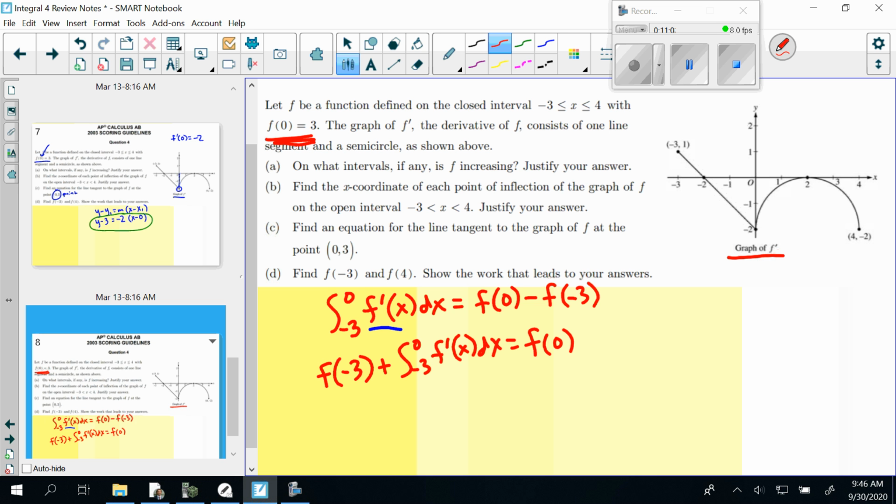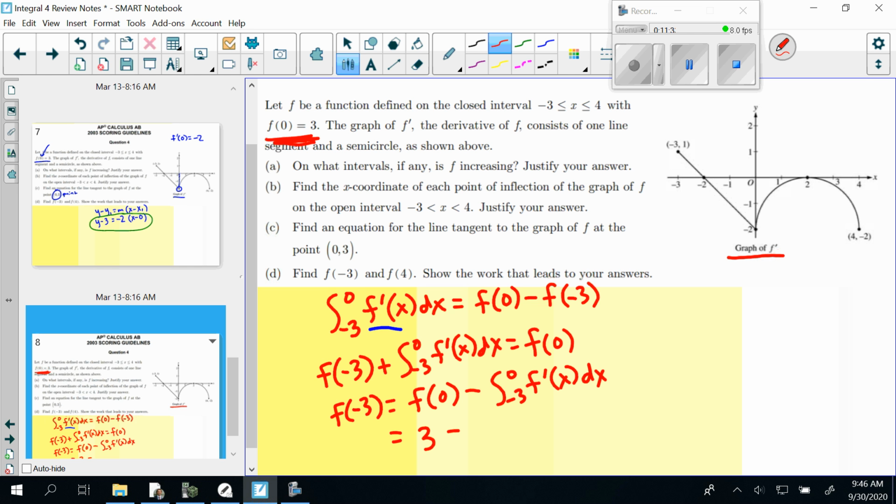So I think what we're going to do next, let's subtract that. So f at -3 then would be equal to our starting value, f of 0, minus the change that happens from -3 to 0. f of 0, like we said, is 3 up here, so we can plug that in. The integral we're going to have to figure out geometrically by looking at the picture up there.